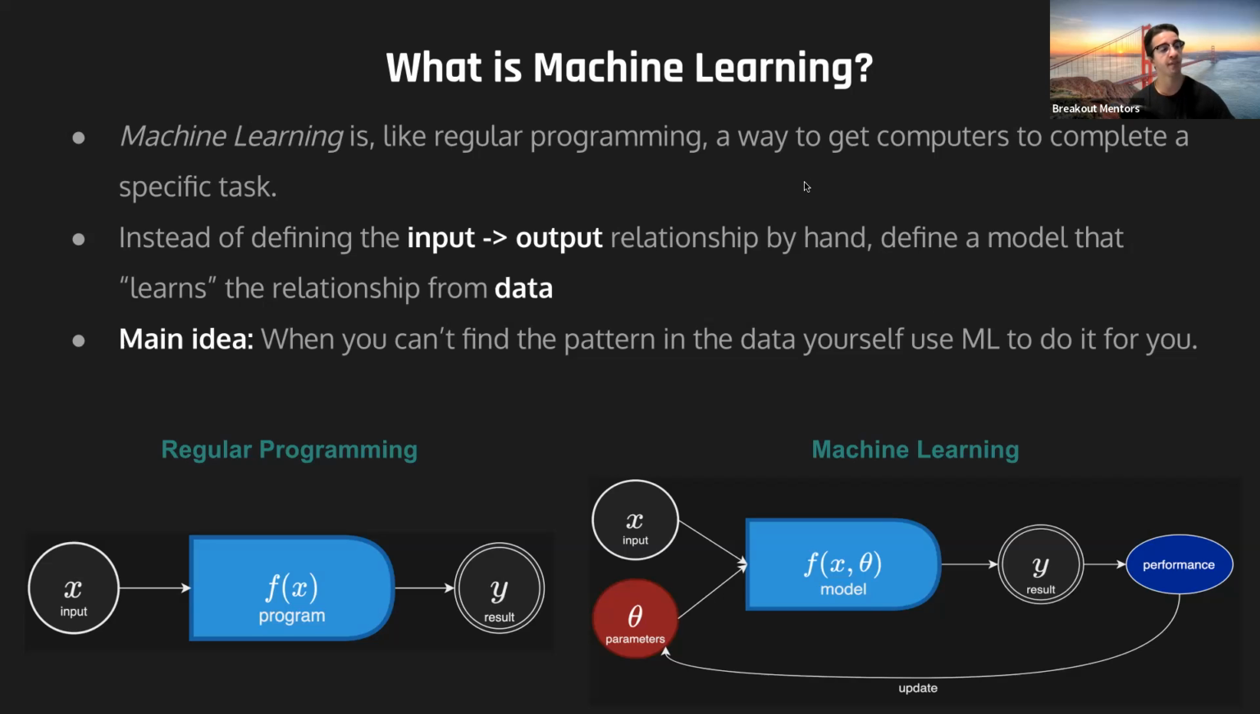So the big difference between traditional programming and machine learning is when it's really hard to define the input output relationship, so the relationship between our X and Y by hand, we want to use a machine learning model to learn that relationship from data. And this is where machine learning really excels, is when we have a lot of data and we have some complex thing we're trying to understand or model. Trying to do that by hand through a traditional computer program is very difficult. So, the main thing to keep in mind with machine learning is basically when we can't find the pattern in the data ourselves, it's always useful generally to turn to machine learning to try to find that pattern for us.